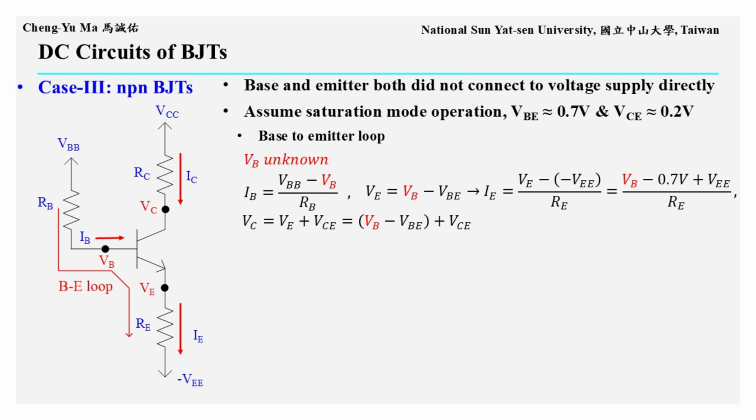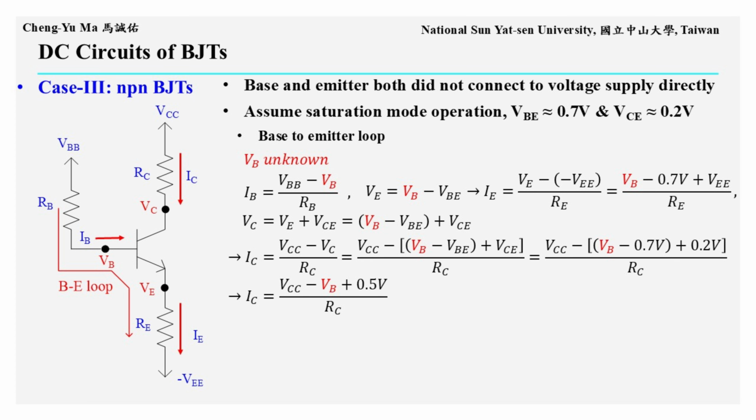Under the saturation mode assumption, VCE is approximately 0.2 volts. Therefore, VC equals VE plus VCE. Since VE equals VB minus VBE, we can write VC as VB minus VBE plus VCE. The only unknown is still VB.